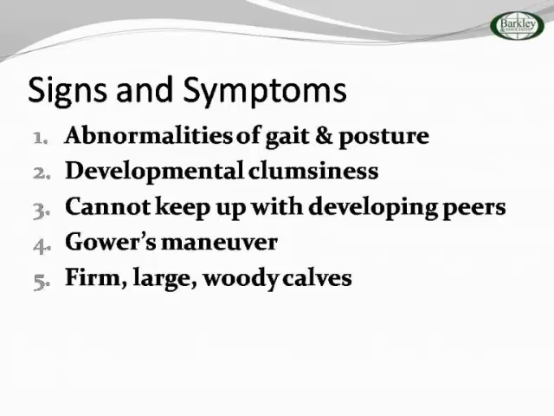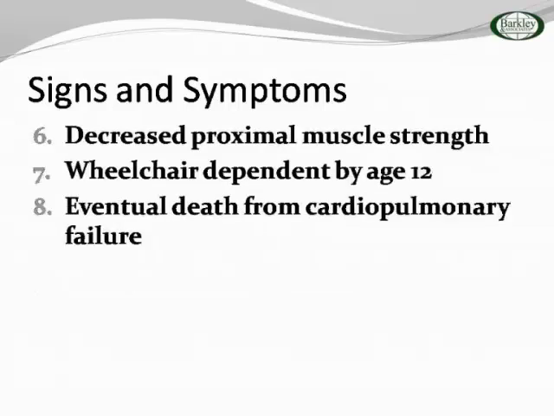Also, we know they have firm, woody, large calves, because what is muscular dystrophy? They are missing a protein called dystrophin. That is the protein of their major muscles, and therefore if it's missing, there is a replacement with poorly functioning, degenerative fibers that are not strong. They're also clumsy. They have a poor gait and posture. These are kids that are going to have decreased proximal muscle strength. They end up in a wheelchair, and they usually die from cardiopulmonary dysfunction.